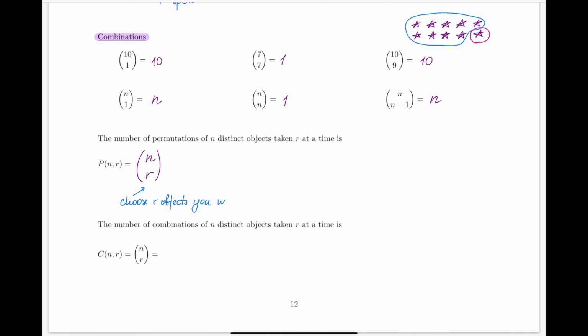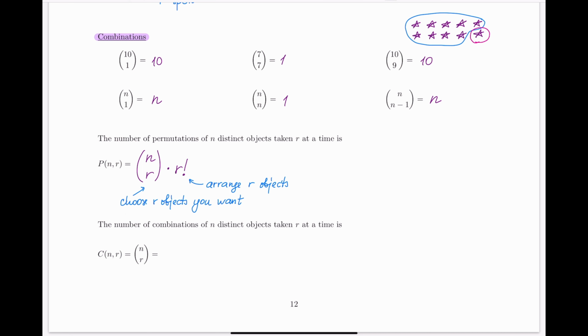But now, combinations are teams, so the order doesn't matter. So far, there's no order. I have chosen r objects I want, but I haven't ordered them yet. Now I have r objects. How many ways are there to arrange them in a row? The number of ways to arrange r objects in a row is simply r factorial. So this represents the arrangement of those r objects.